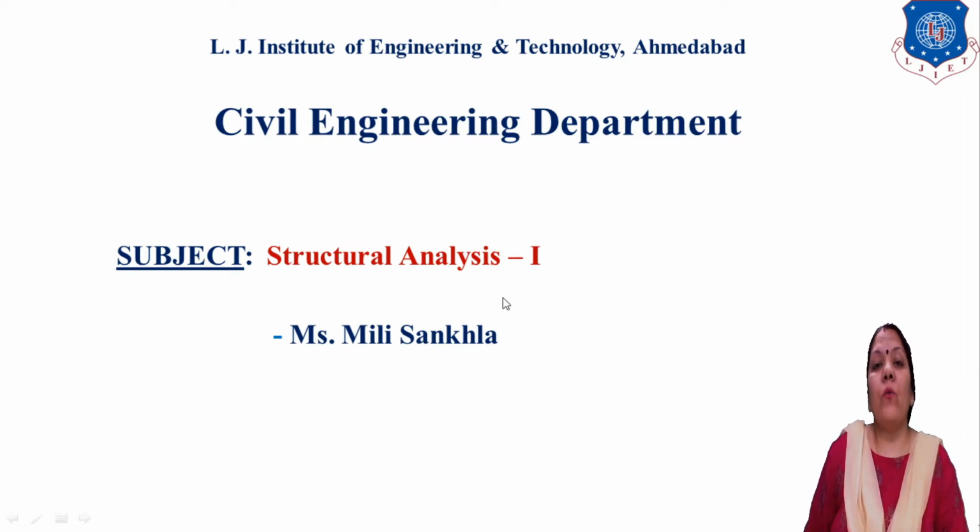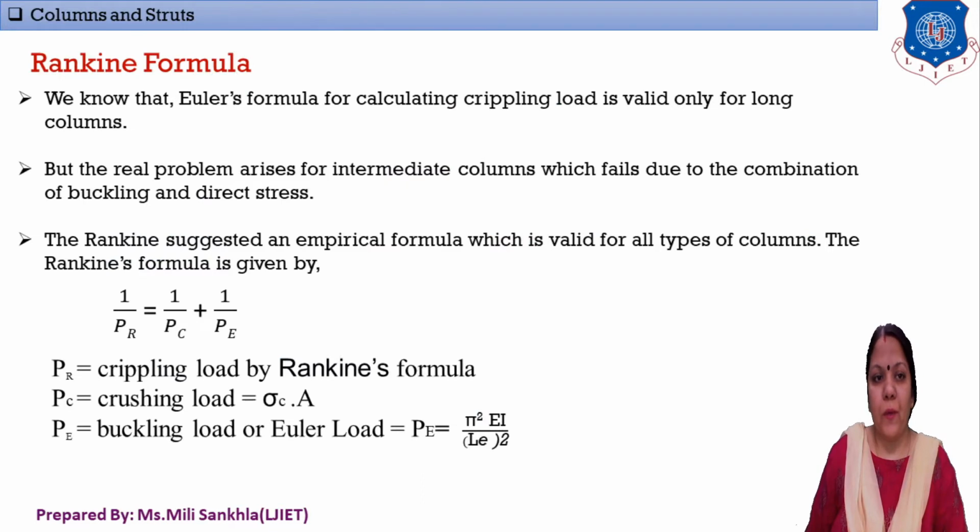In today's session we cover our theory portions. Today we derive the equation of the Rankine formula. Why do we derive this Rankine formula? Because Euler's formula is used for long columns. But in buildings we deal with intermediate columns, and this intermediate length of column fails by buckling and also due to crushing. For that we derive the Rankine formula, which is applicable for intermediate columns.